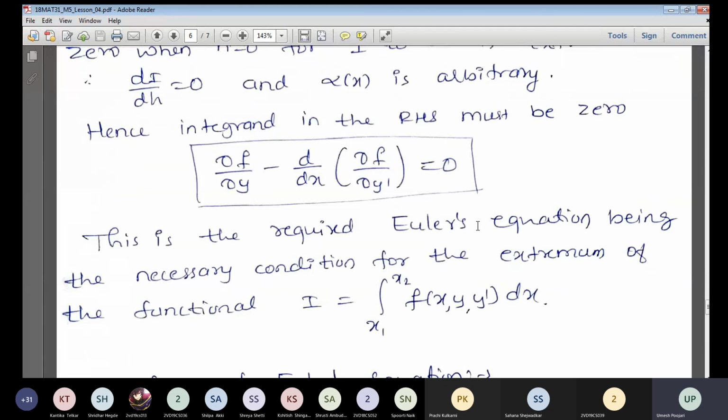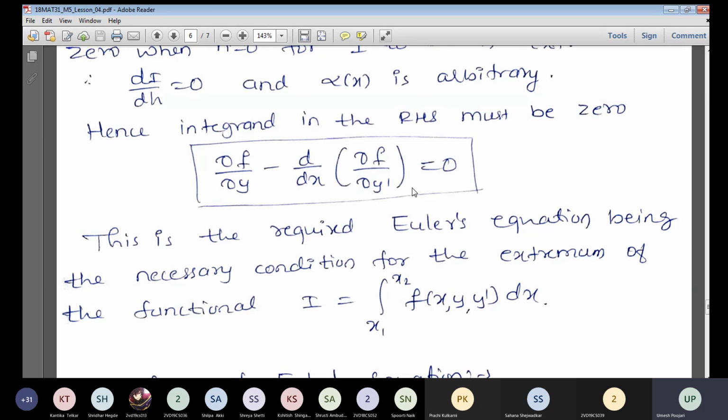Based on this Euler's equation, the remaining examples complete this half of the module. All the remaining examples depend on this Euler's equation. To solve any type of example, we are going to use this Euler's equation. That's why this Euler's equation is very important. Okay.